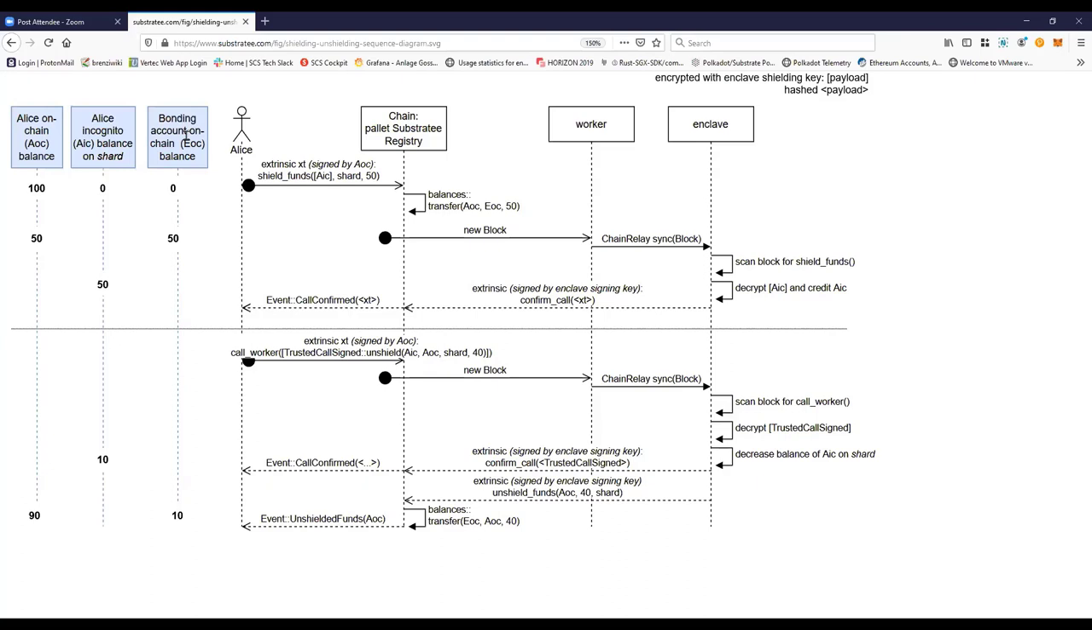That's kind of a nice little trick we can do, because the pallet can call the balances module after authenticating the caller. If our pallet can authenticate enclaves, it can allow any enclave to perform this transaction, to pay on behalf of that bonding account. There are a few more details, because as we have multiple workers running, we need to prevent replay. If we have three workers and three workers send the on-shield funds, then all of a sudden we will deplete the bonding account.